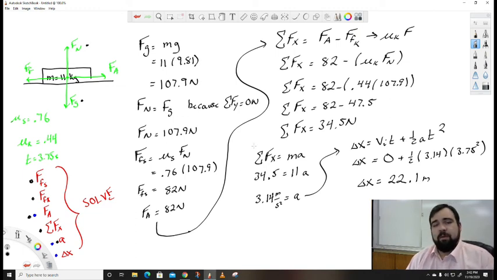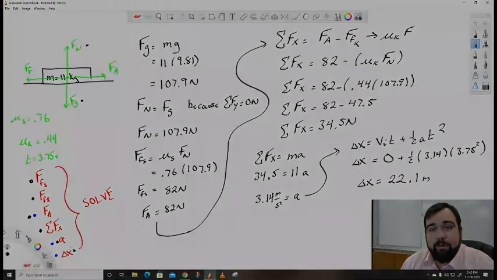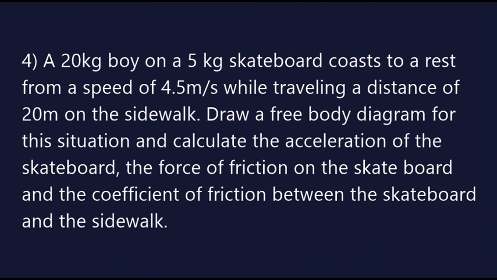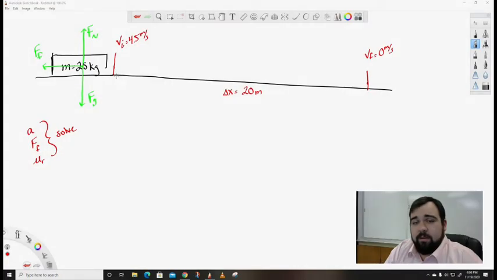We get 22.1 meters as our final answer for how far the flower goes. And with that, we have solved everything we needed to for number 3. All right, so here is number 4.